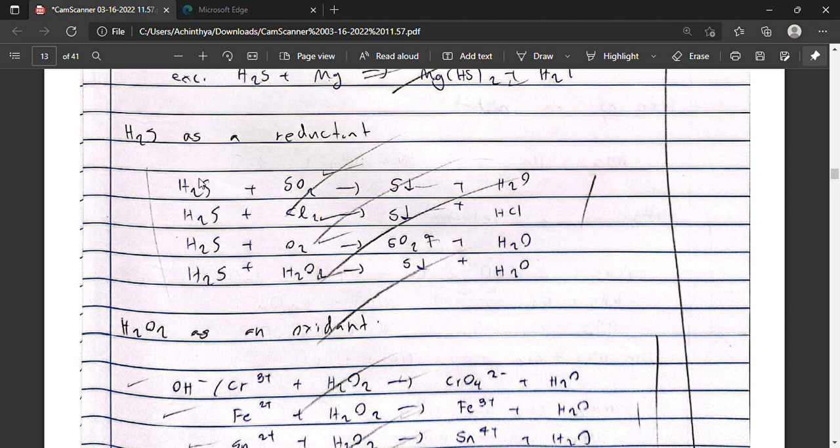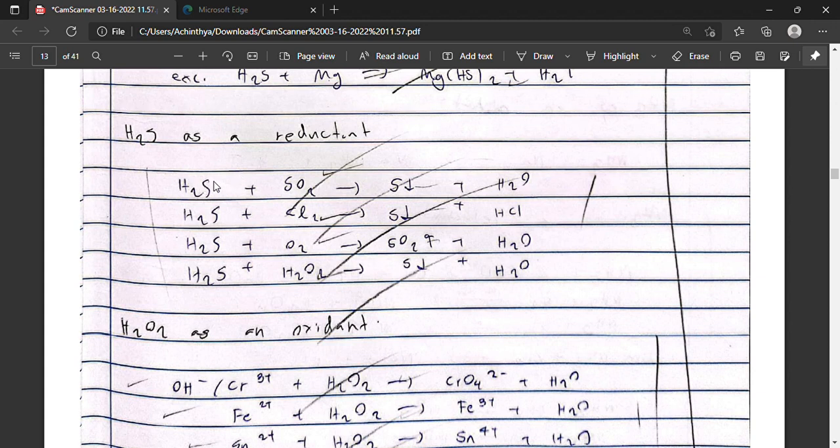Here, the sulfide ion exists in -2 oxidation state and it gets oxidized to 0 state in sulfur. And in this deviant reaction, the sulfide ion in -2 oxidation state oxidizes to form sulfur dioxide, in which the sulfur has the +4 oxidation state.